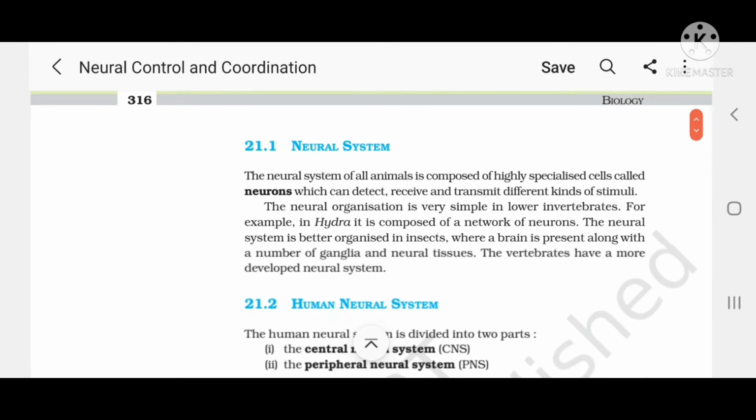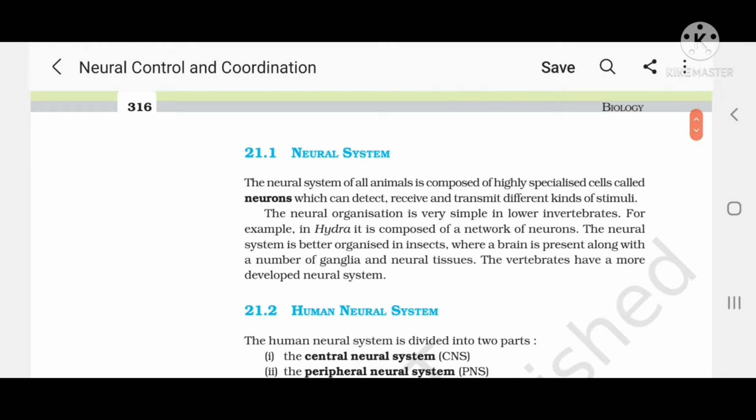21.1 Neural System. The neural system of all animals is composed of highly specialized cells called neurons, which can detect, receive, and transmit different kinds of stimuli. The neural organization is very simple in lower invertebrates. For example, in Hydra, it is composed of a network of neurons. The neural system is better organized in insects, where a brain is present along with a number of ganglia and neural tissues. The vertebrates have a more developed neural system.